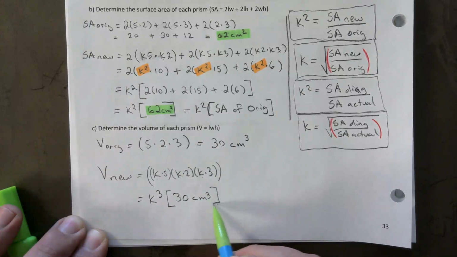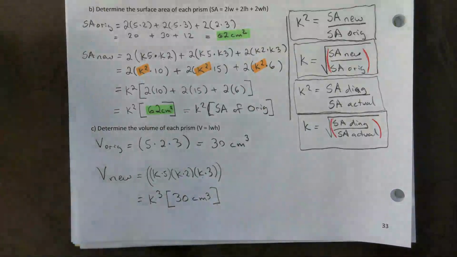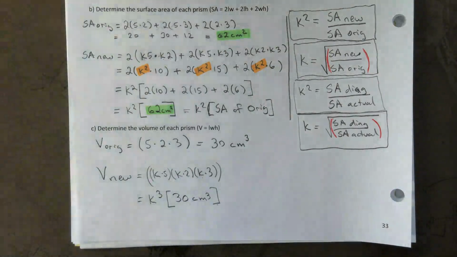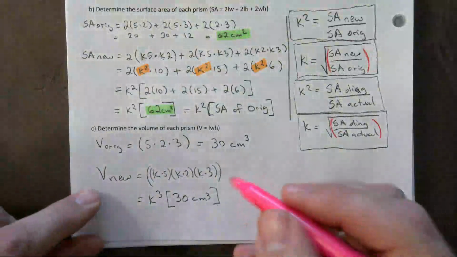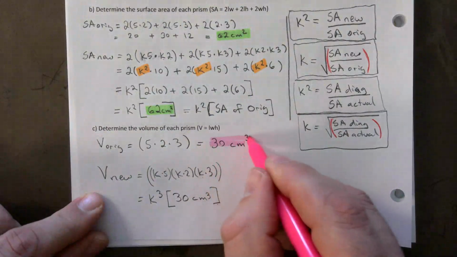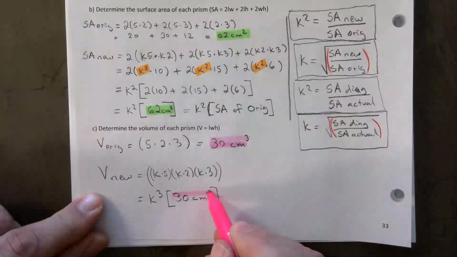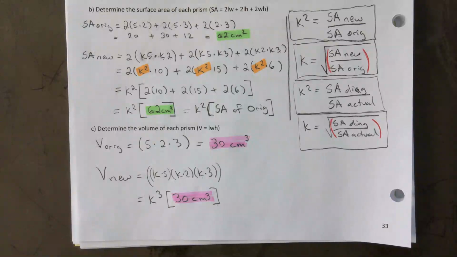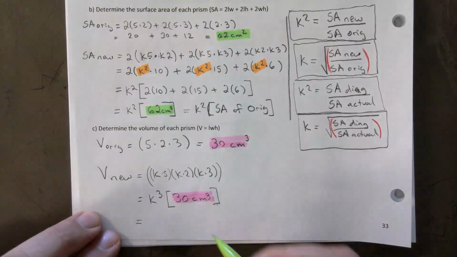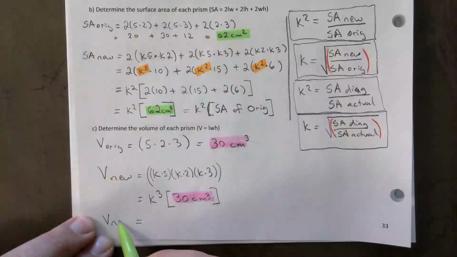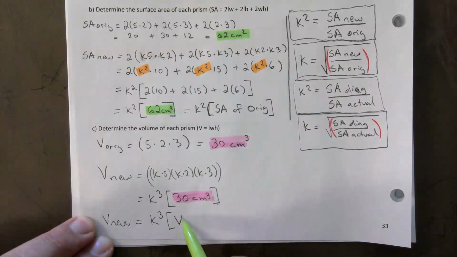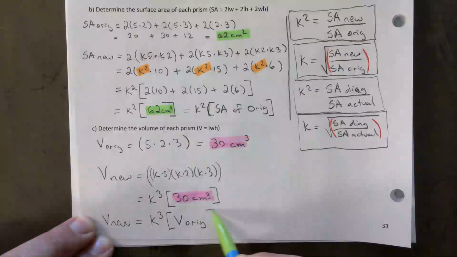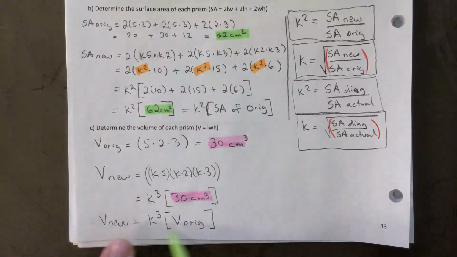What do you know? I'm going to use pink or something. Okay. The 30 shows up here again. And so technically what we could have said is that the volume of the new is simply the scale factor cubed times the volume of the original. That's technically what we could have concluded with.